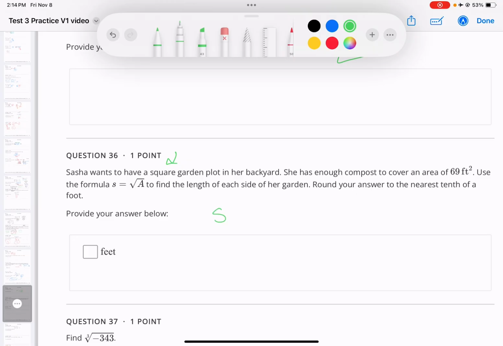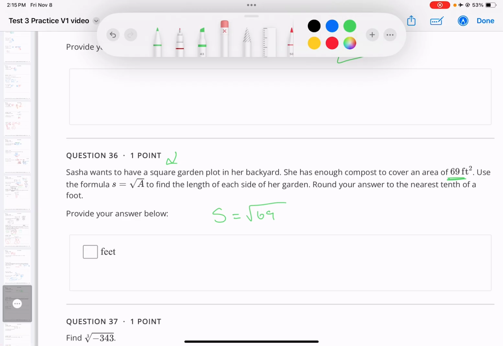So if I have S, and it equals the area she has is 69, so take the square root of 69. So I got to square both sides. So S squared equals 69. Well, really we don't have to do that. That's just kind of undoing what we're doing, right? Because there's not a variable on the inside. We can just plug into our calculator. What is the square root of 69?